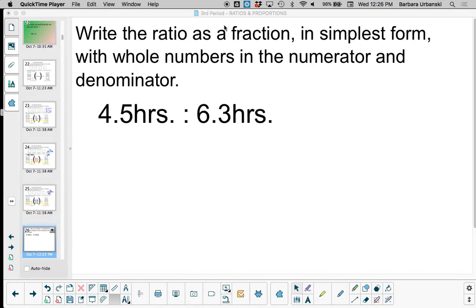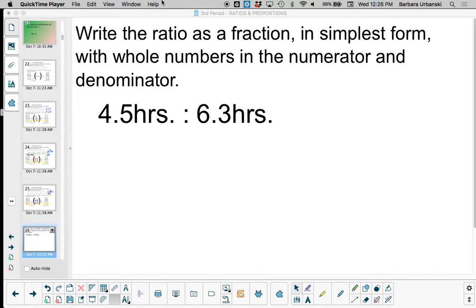Okay, so we're going to take a look here. We're going to write the ratio as a fraction in simplest form with whole numbers in the numerator and denominator. They're giving us the ratio 4.5 hours to 6.3 hours, and they gave it to us using the colon. I want to rewrite it so it's in a fraction.